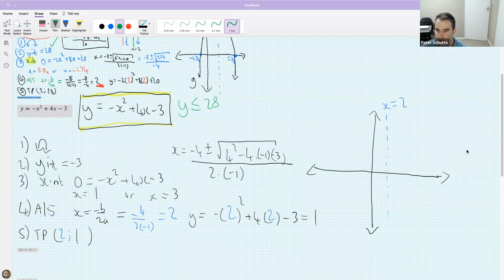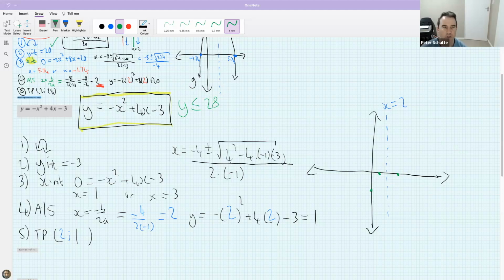Okay, so both are positive, but your one x-intercept is here at 1. The other one is at 3, which is here. Now, where was my y-intercept? It was at minus 3. So let's say down here.